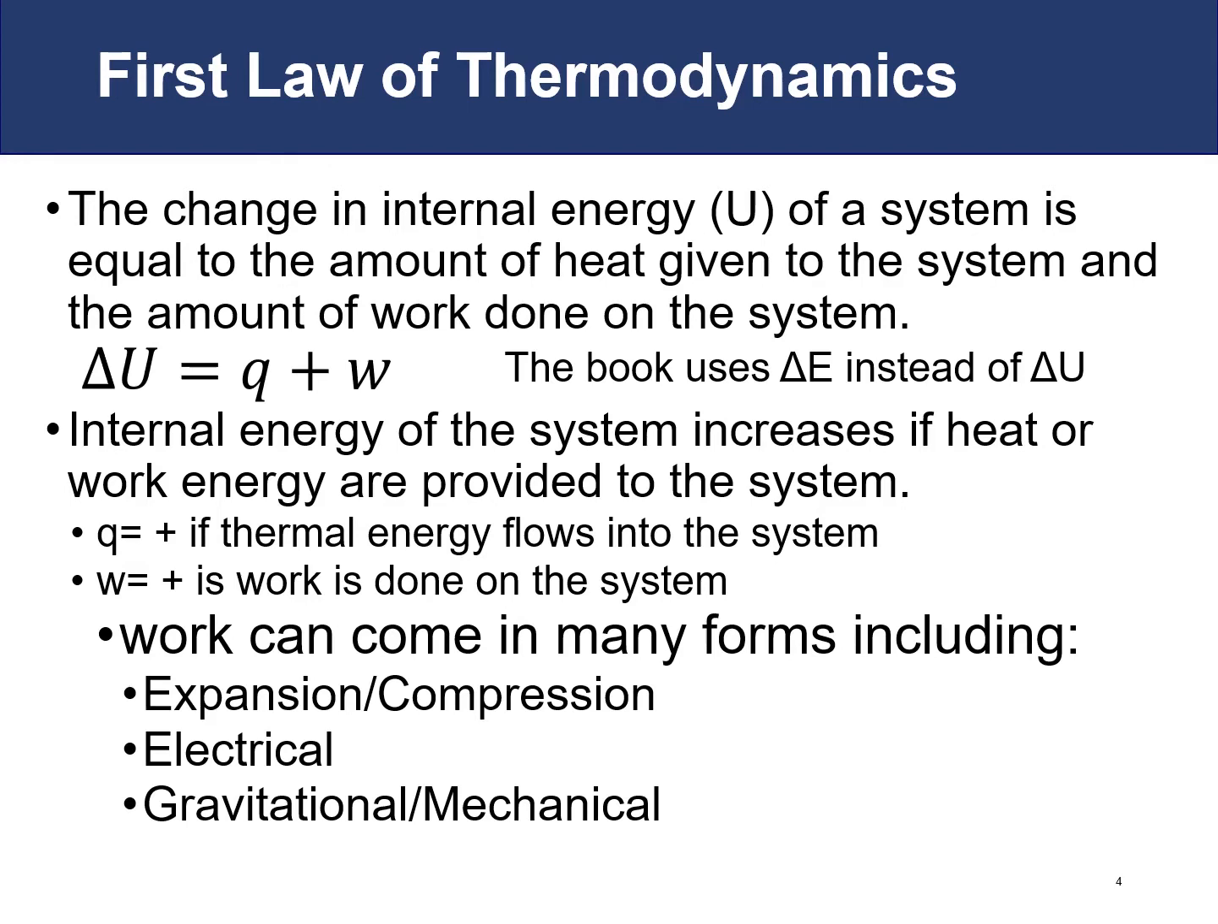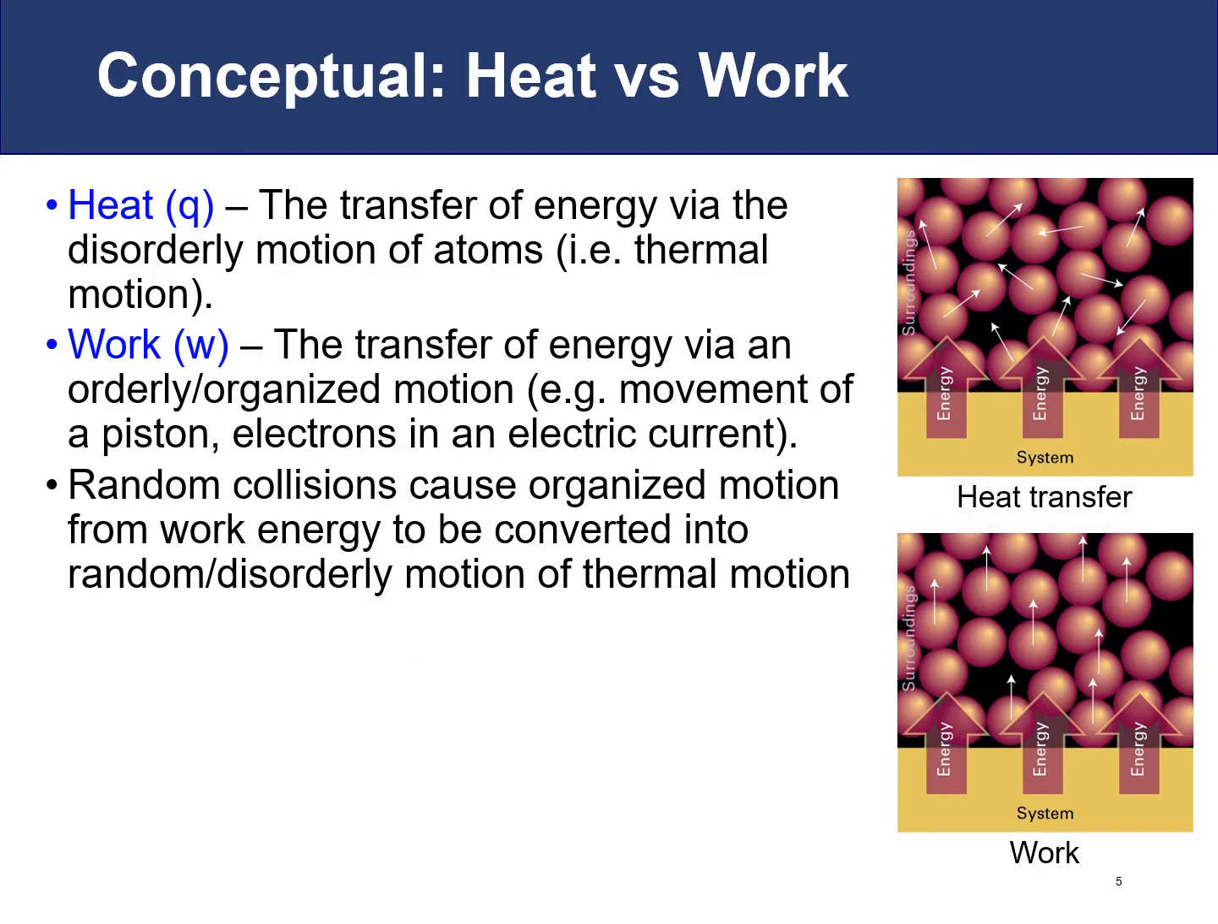Now, what heat and work look like on the atomic scale is what differentiates them. Heat is the transfer of energy via a disorderly motion of atoms. So if we think about heating something up, you can imagine putting a Bunsen burner or some sort of heat source onto the side of a container.